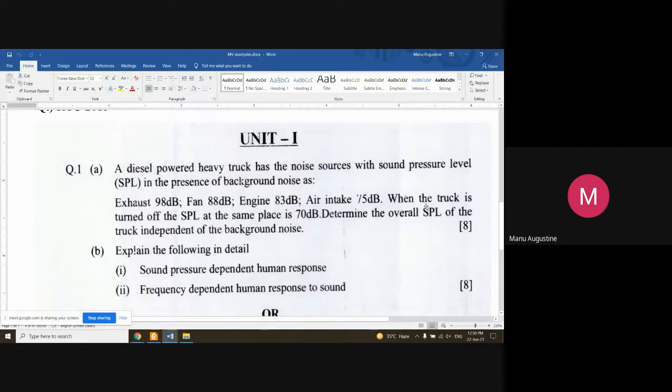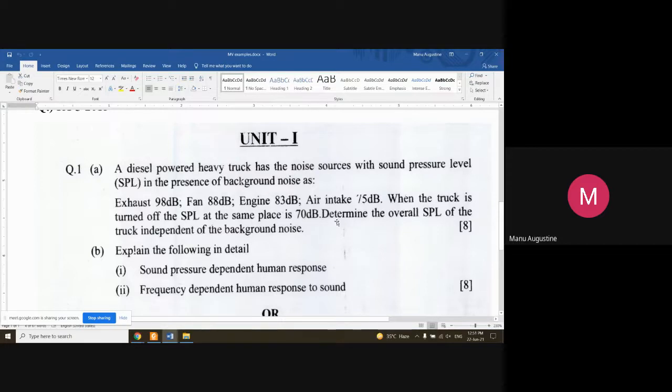Now the question says, when the truck is turned off, the SPL at the same place is 70 decibel. That means when the truck is turned off, the exhaust is off, fan is off, engine is off, air intake is off. All the individual components have all been turned off. But still you can hear 70 decibel of sound coming from somewhere. So what should this 70 decibel be? This 70 decibel is actually the sound of the ambient noise.